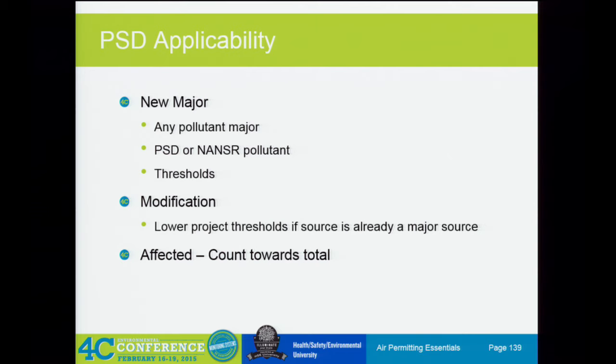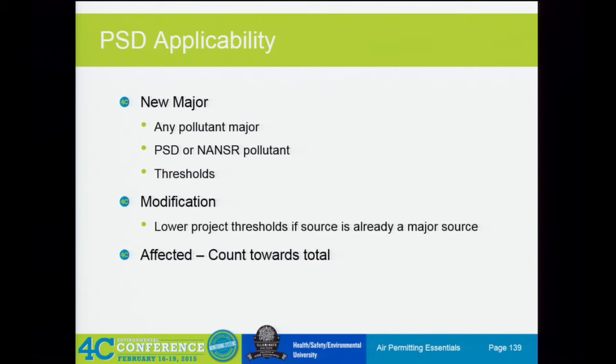So PSD applicability is determined in a very similar way, but there's a few other caveats to look at. So the first bullet point under PSD applicability is a new major source. So what this means is that if you are constructing a new facility, new source in this case, and any one of those pollutants is above your major source thresholds for PSD, you are applicable to PSD. If you are in a non-attainment area, the non-attainment thresholds would apply to the PSD at this point.